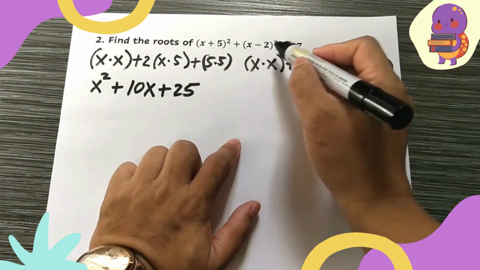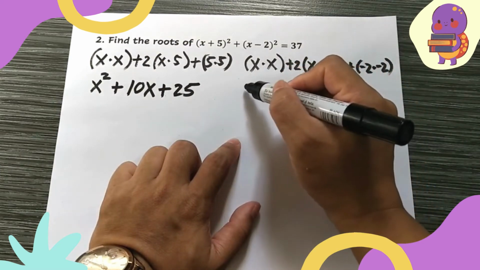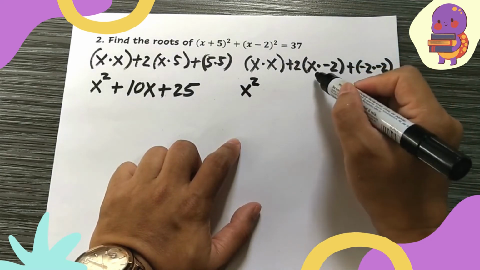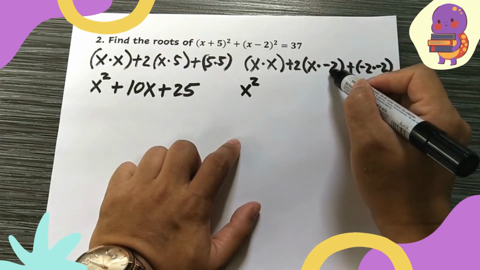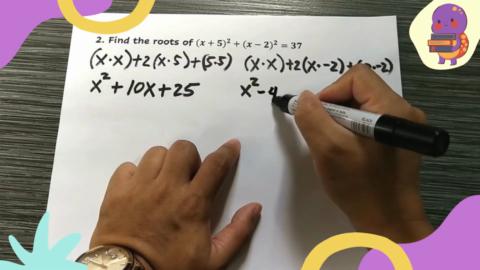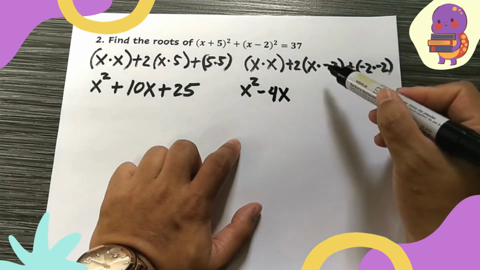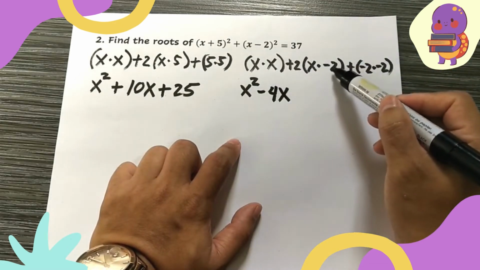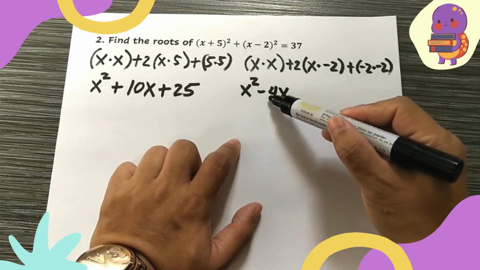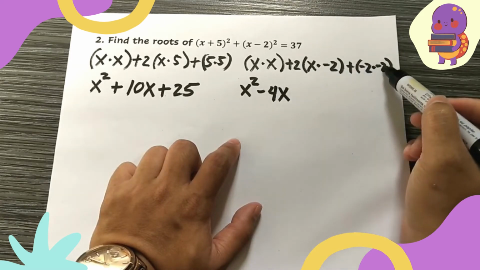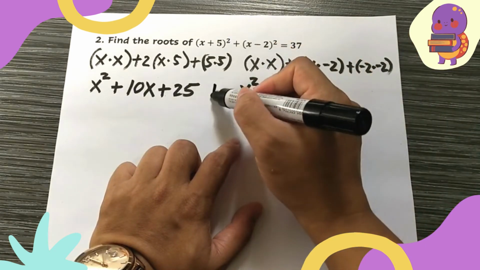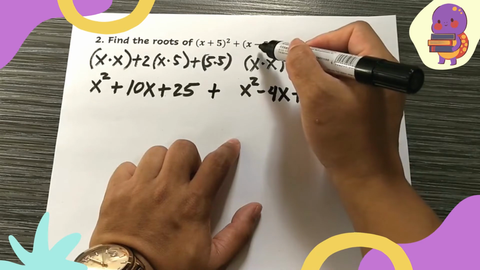For x minus 2 squared, that will be x times x, this is x squared. Then, x times negative 2. Take note, this is x times negative 2. That will be negative 2x, times 2, it will be negative 4x. Let me repeat, x times negative 2 is negative 2x, times 2, negative 4x. For the last term, negative 2 times negative 2, you have positive 4. Let's include the plus sign. This is now the expanded form of x minus 2 squared.